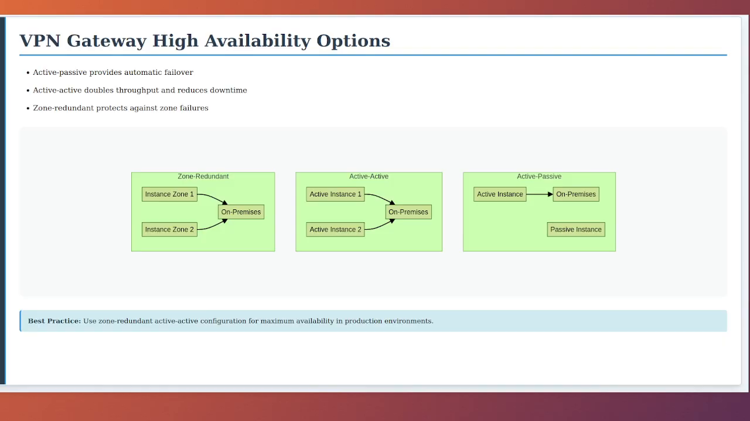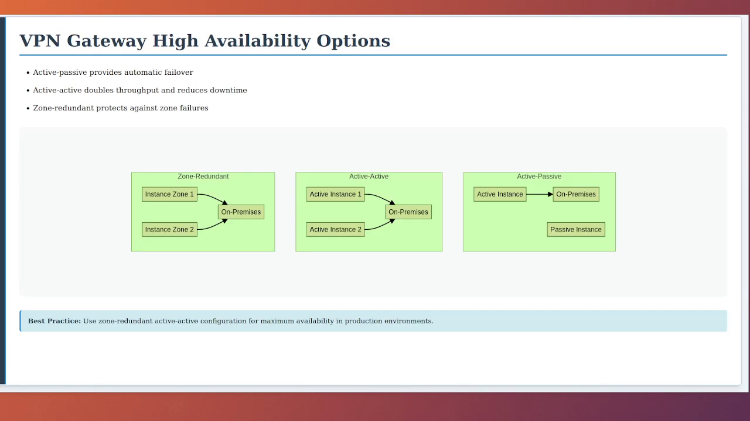This configuration protects against zone-level failures, which could be caused by power outages, cooling failures, or other data center-specific issues affecting an entire zone. To deploy a zone-redundant gateway, you must use the AZ SKU variants such as VPN Gateway 1AZ or VPN Gateway 2AZ. The gateway instances are automatically distributed across zones, and Azure's infrastructure ensures that traffic is always routed to healthy instances. Zone redundancy provides the highest level of availability and is recommended for mission-critical production workloads.